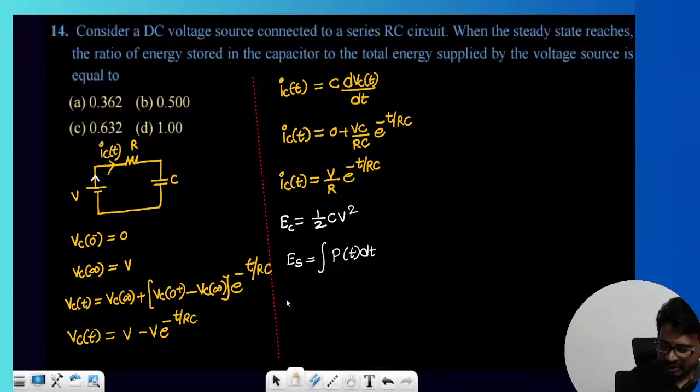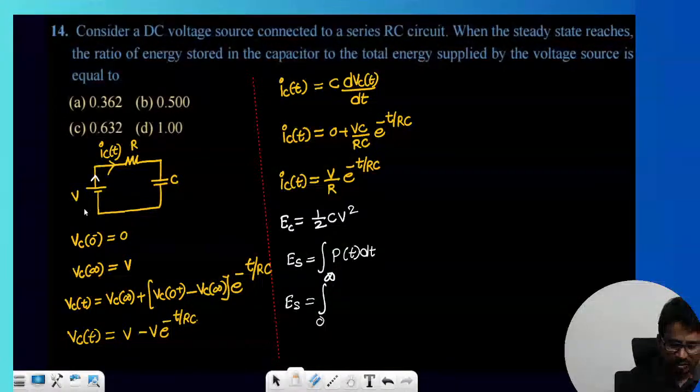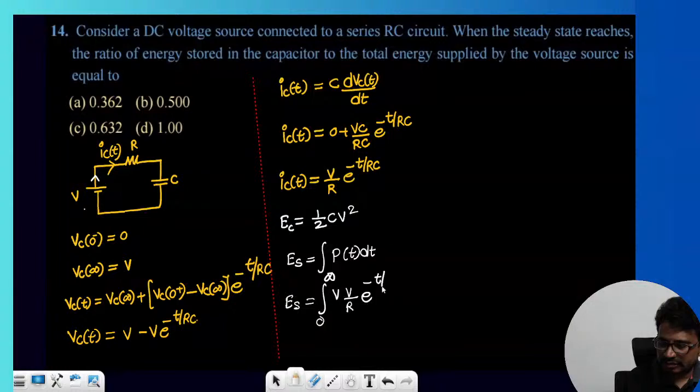Integration of power will give energy. So that is given, in steady state, from 0 to infinity. Power is equal to voltage into current. Voltage is V and current is V by R into e power minus t by RC, into dt. Now simplify.